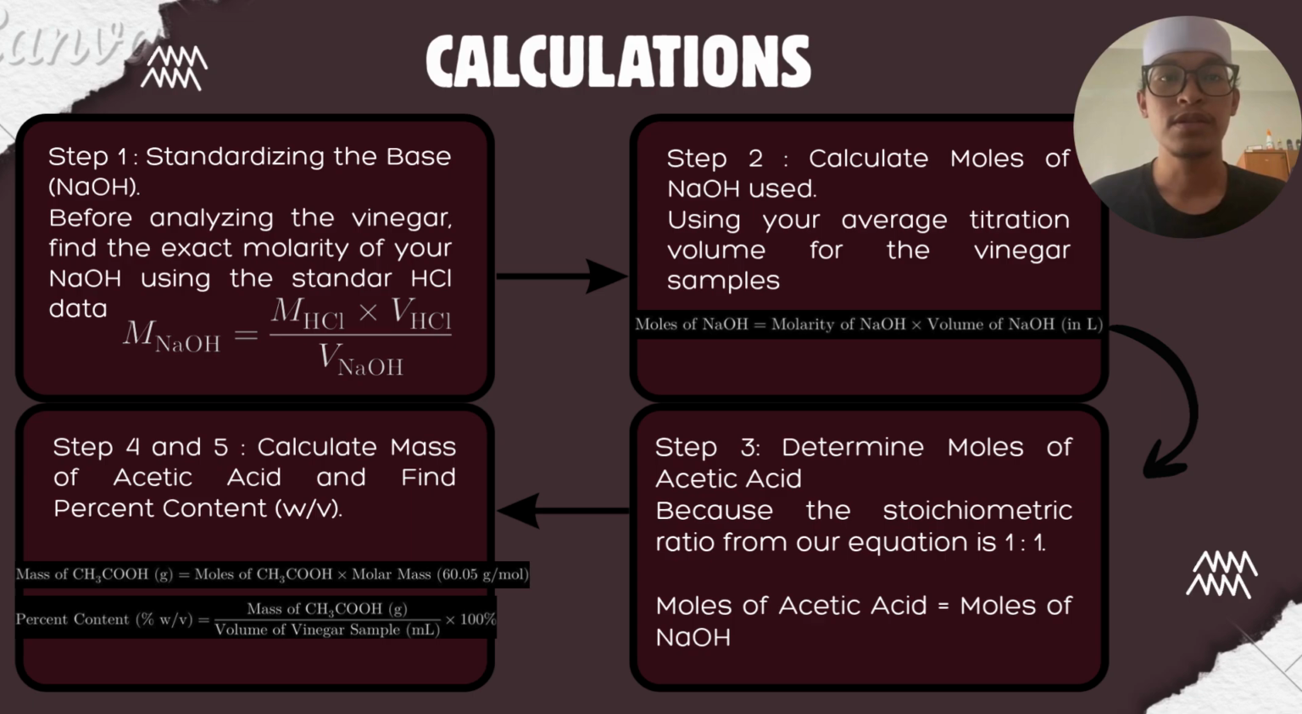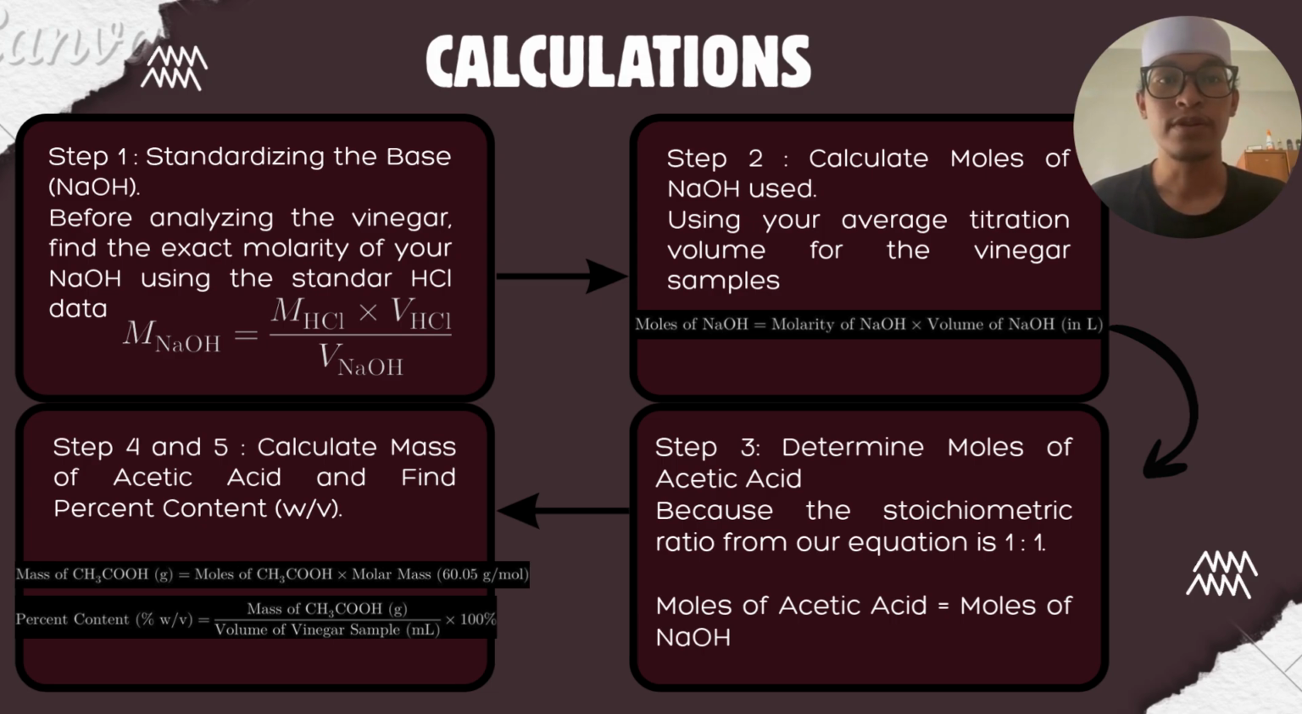Step 2 is finding the moles of base. We take that freshly calculated molarity and multiply it by the average volume of sodium hydroxide used during our vinegar titrations. Step 3 is the bridge because our chemical equation shares a strict 1-to-1 stoichiometric ratio. The moles of acetic acid simply equal the moles of sodium hydroxide consumed.